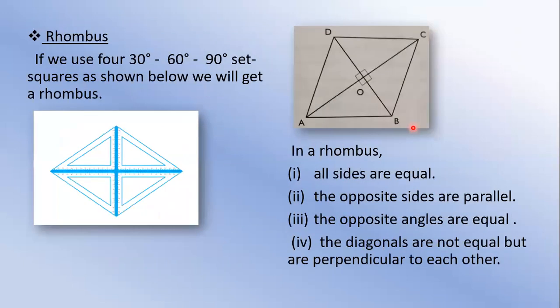Okay, now we will consider the next quadrilateral, that is a rhombus. If we use four 30 degree, 60 degree, 90 degree set squares, we will get a shape like this, and it is the shape of the rhombus. See the figure here. All sides are equal, as in the case of a square. Opposite sides are parallel. That is a common property for square, rectangle, parallelogram, and now rhombus also. Opposite angles are equal, as in the case of the parallelogram, and the diagonals are not equal, but they are perpendicular to each other. Here in a rhombus, the diagonals are perpendicular to each other. The same properties are there in a square also, even though it is not shown.